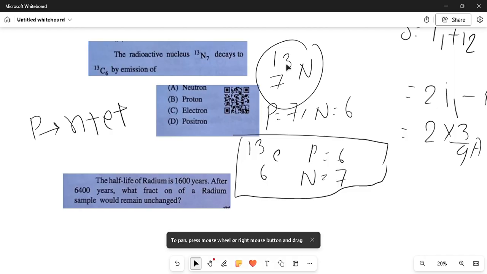How to solve this? We just have to calculate the proton and neutron numbers. Here proton number 7, neutron number 6, here proton number 6, neutron number 7. So one proton is converted to a neutron, and we know that when a proton is converted to a neutron, a positron is also emitted from the nucleus. So emission of positron will be the answer.